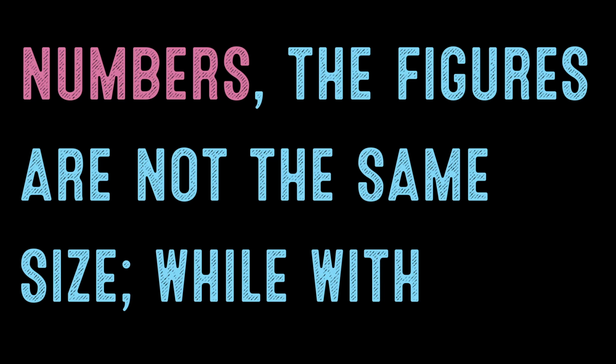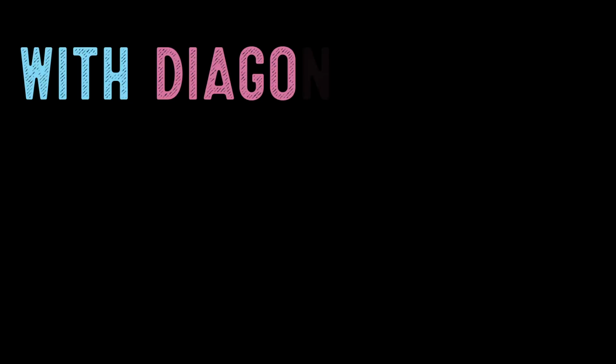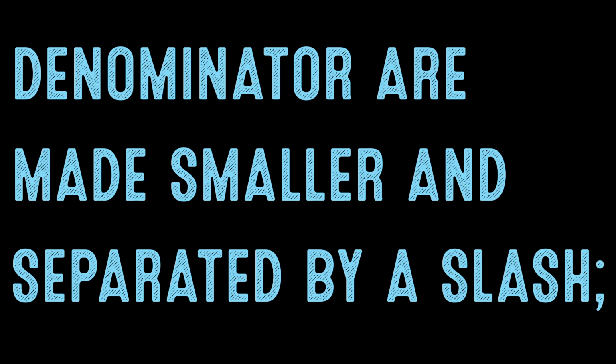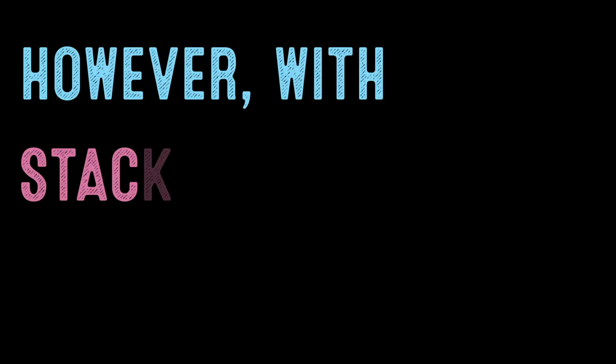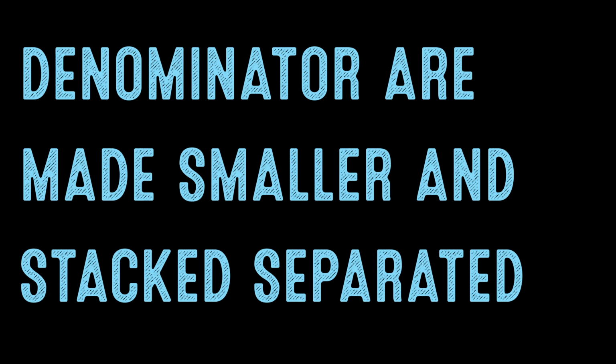With proportional numbers, the figures are not the same size, while with tabular numbers, the figures are all the same size. With diagonal fractions, the numerator and denominator are made smaller and separated by a slash. However, with stacked fractions, the numerator and denominator are made smaller and stacked, separated by a horizontal line.